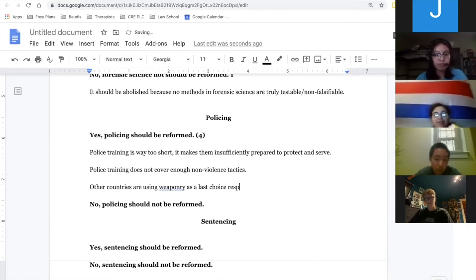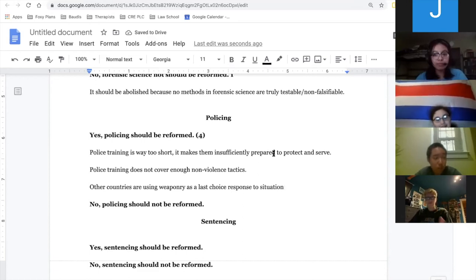I don't know, I'll explain it better. No, I think I got you. I want to make sure that I'm wording this as you're speaking it. So other countries are using weaponry as a last choice response to a situation, whereas the U.S. is using that as just a regular option. Yeah, kind of. Other countries aren't even carrying the weapon with them at all. They don't carry guns or stuff like that.